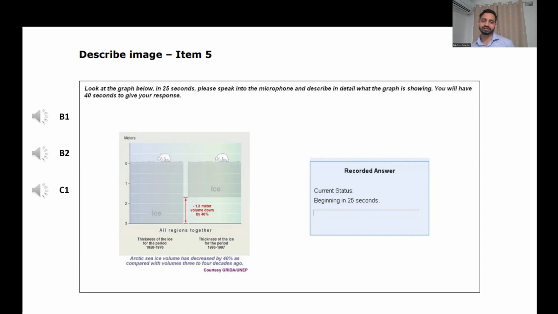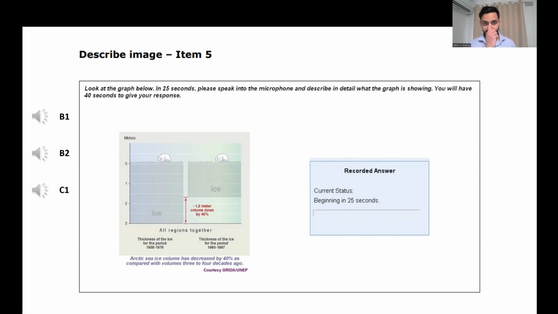And there is another option we can use: 1.3 meter volume down by 40%. Let's look at B2. By 40% as compared with volumes 3 to 4 decades ago. In 1958 until 1976, thickness of ice for this period is great, but thickness of the ice for period 1993 till 1997 is 1.3 meter volume down by 40%.